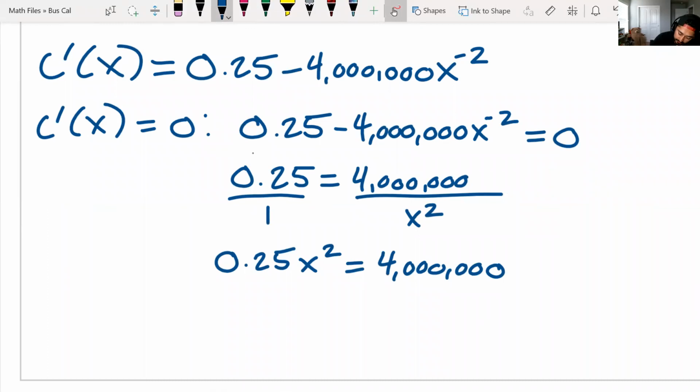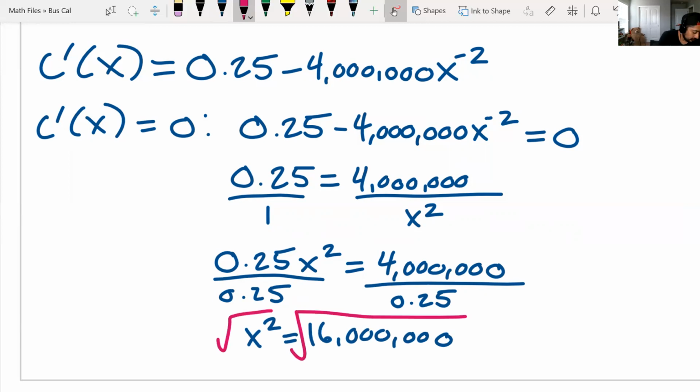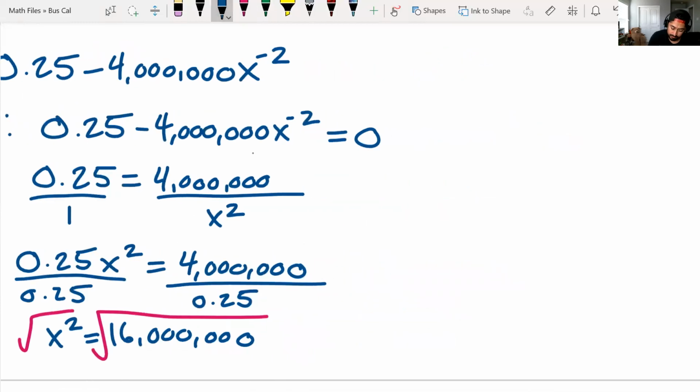Then I'll divide by 0.25, and 4 million divided by 0.25 is 16 million. Ooh, big numbers, huh? But now we will square root. And I will get x equals plus or minus 4,000. So now, remember, x represents the number of items.